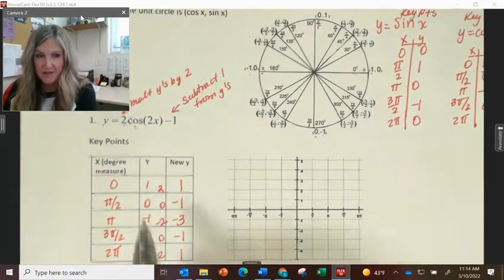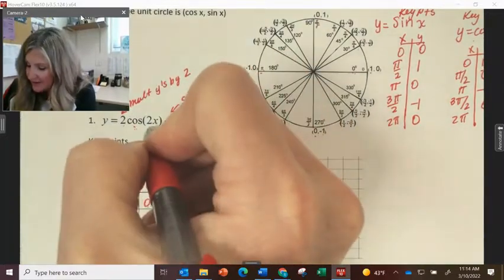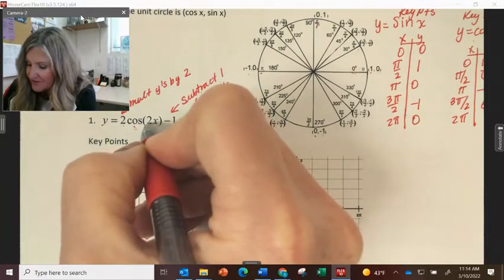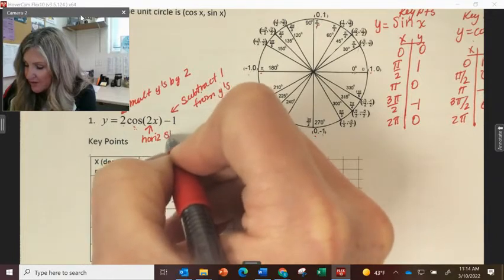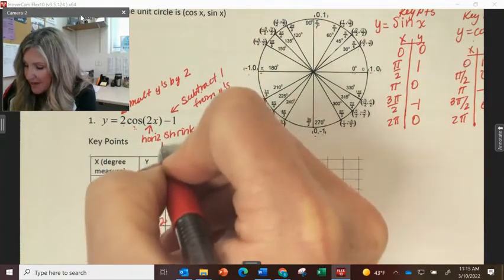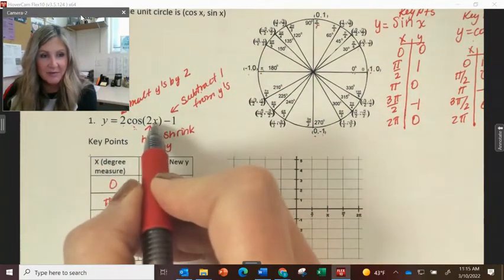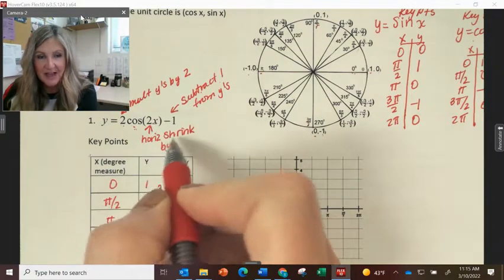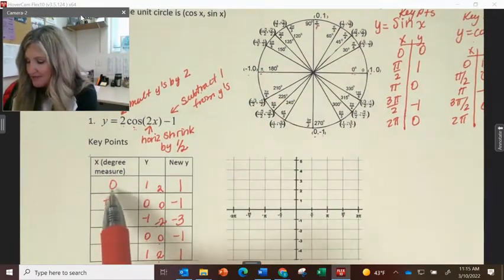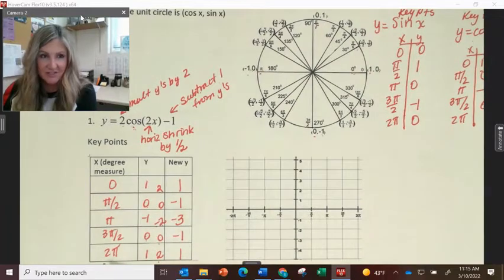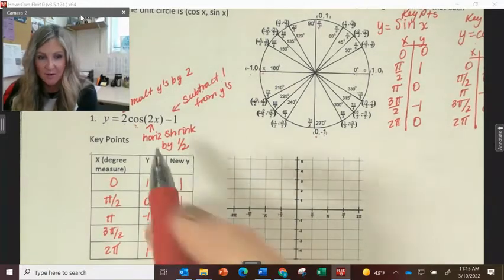Now, here's what's new. We've already done all that. But this right here, when I have a number in front of the x, this is actually what's called a horizontal shrink by the reciprocal of this. So because x is getting replaced with 2x, I'm going to have a horizontal shrink by 1/2. So what that means is all of these x's are now going to change. That hasn't happened before. But now all the x's are going to have to get shrunk by 1/2.